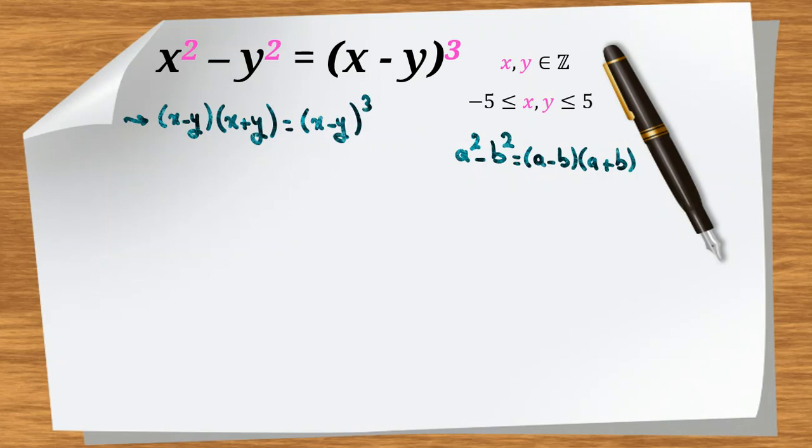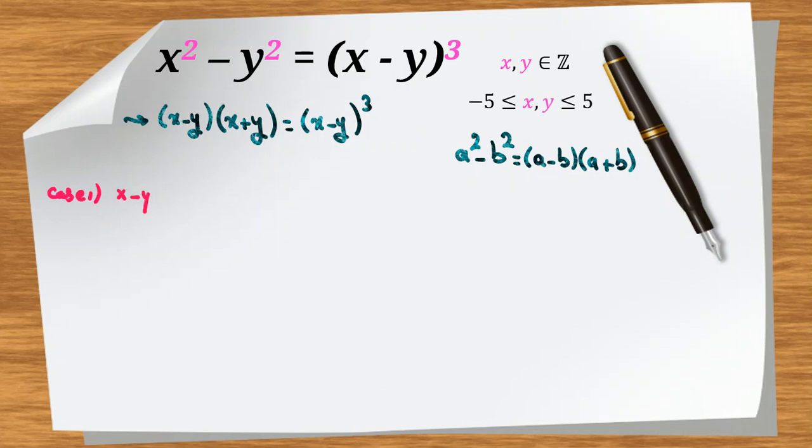Now in the next step, we divide both sides by x minus y, but if we want to divide by x minus y, x shouldn't be equal to y. It means x minus y shouldn't be 0. So case 1.